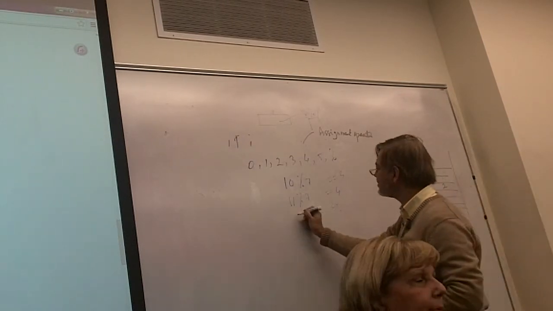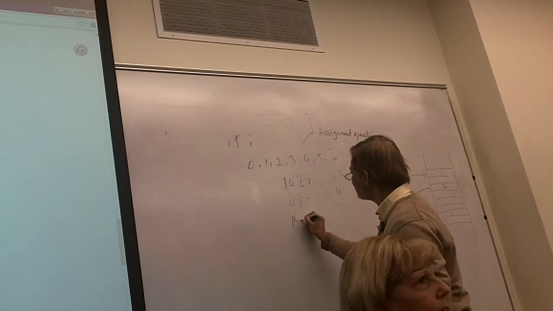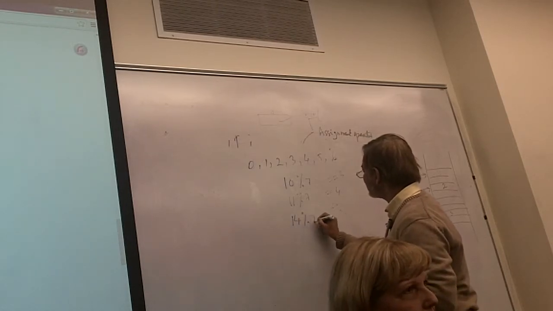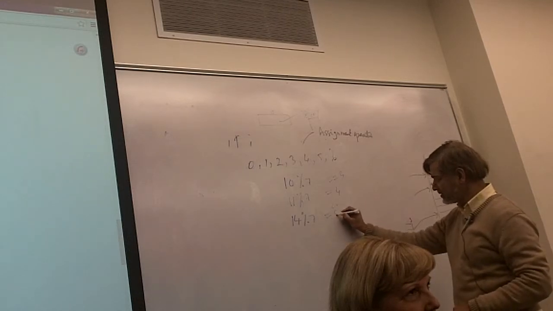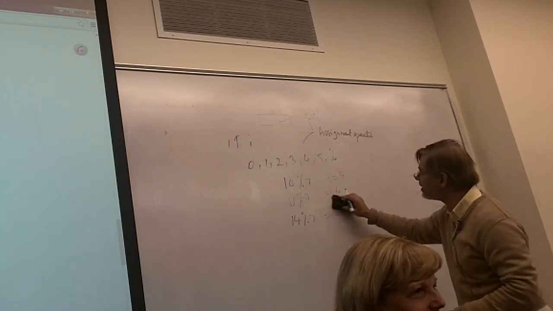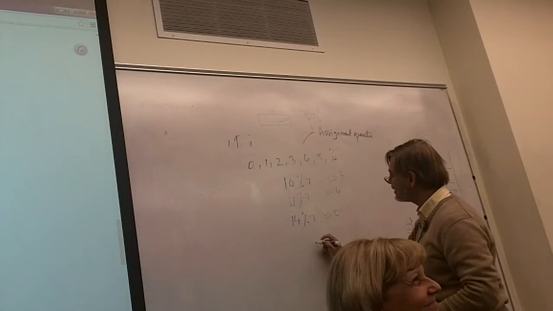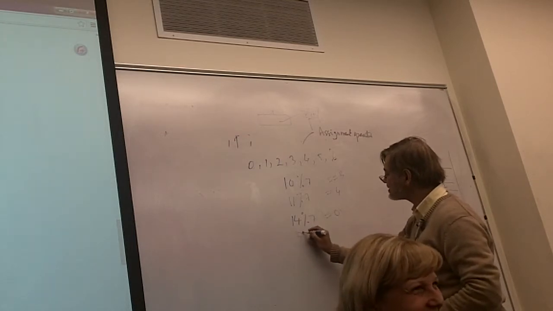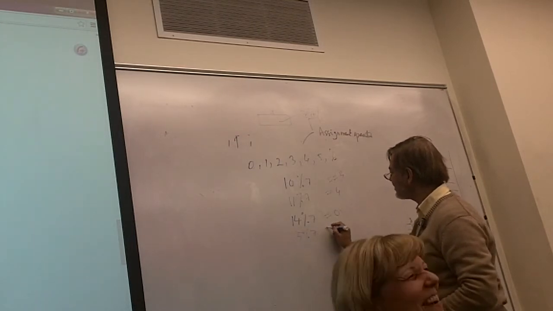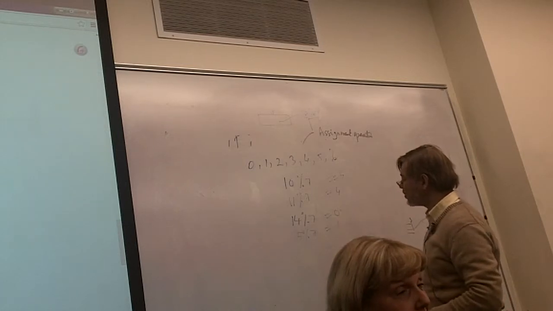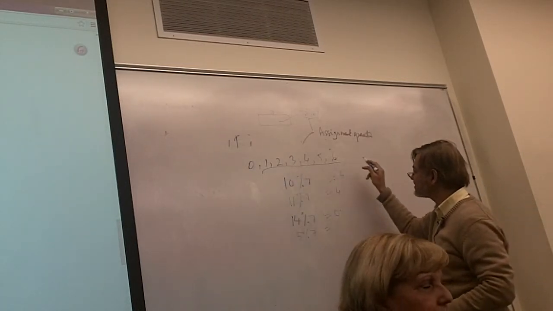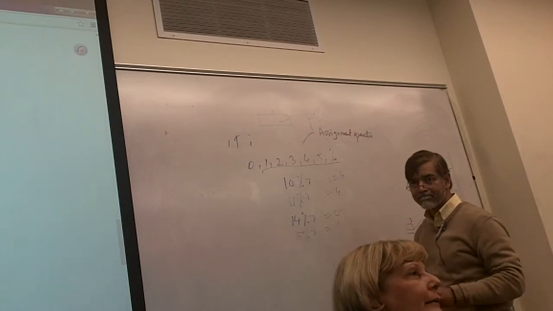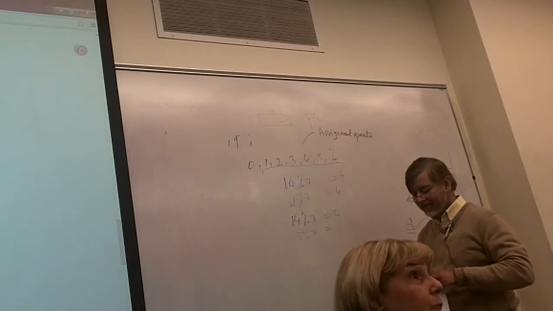So let's say you get 14 modulus 7, you get 0. And then 15 modulus 7, or remainder 7, gives you 1. And it repeats the whole sequence 0, 1, 2, 3, 4, 5, 6. Okay?